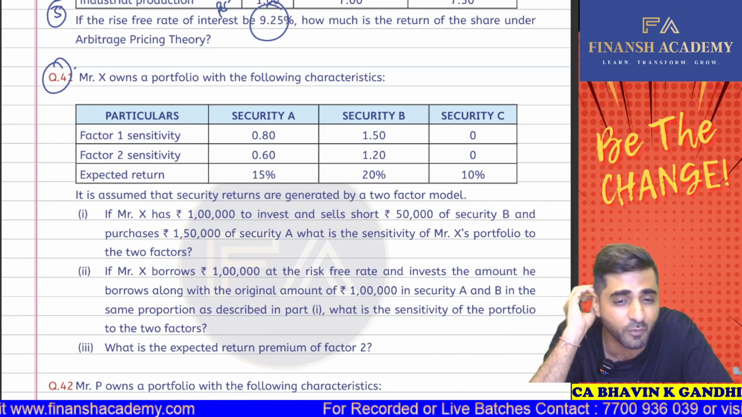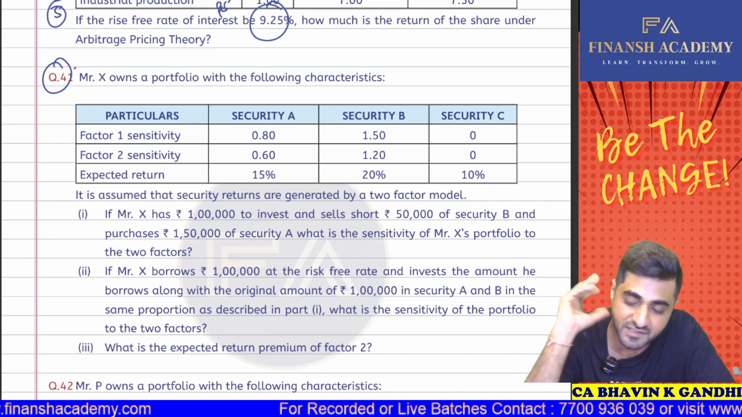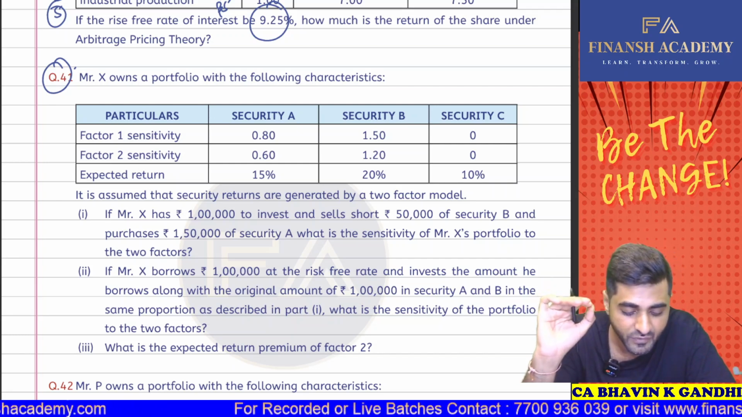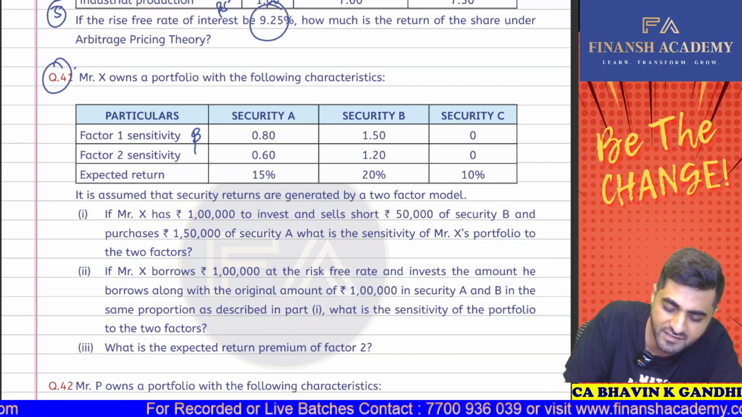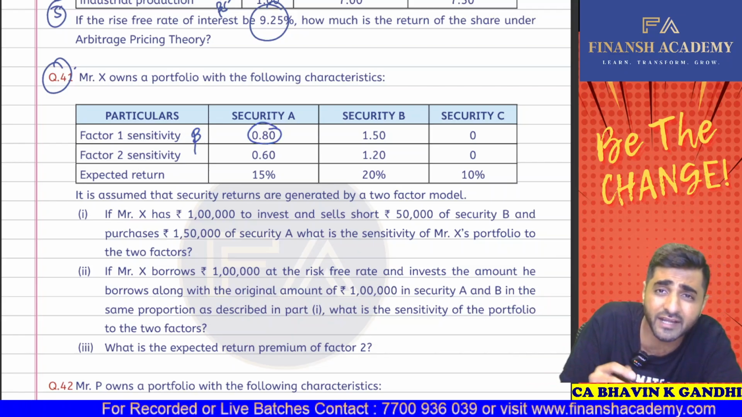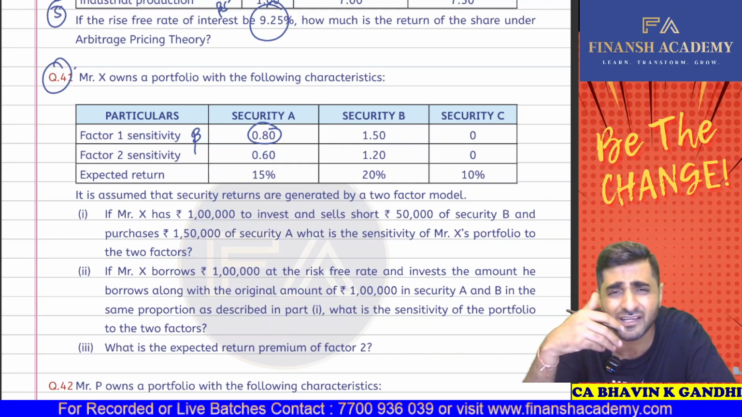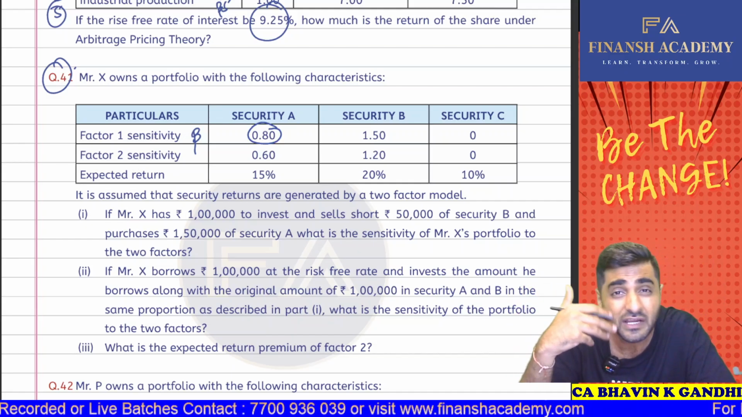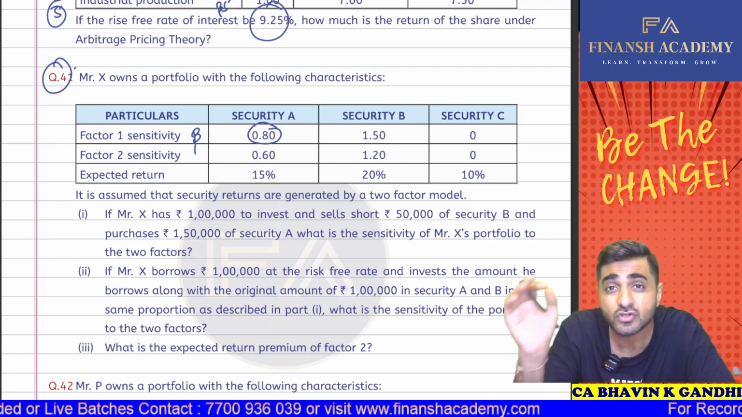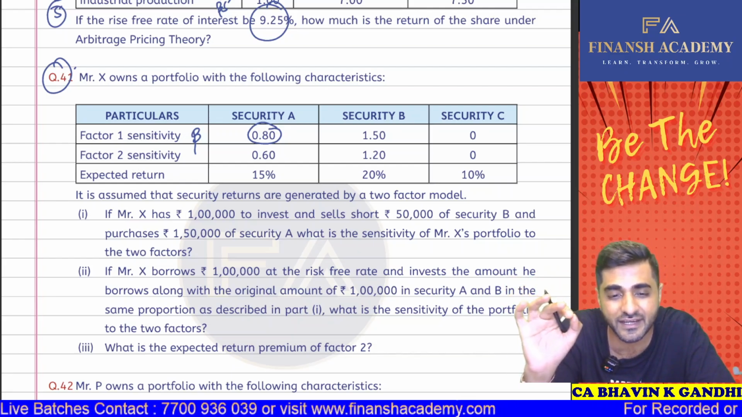Mr. X owns a portfolio with the following characteristics. So we have here factor 1 sensitivity. Okay, so that's nothing but the beta to factor 1. Security A reacts as 0.8 to factor 1 sensitivity. Now this factor 1 can be anything. It can be GNP, industrial production data, interest rate risk, anything. Okay, so security A is sensitive 0.8.